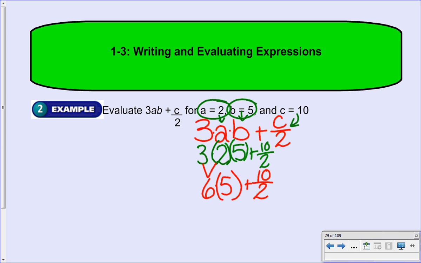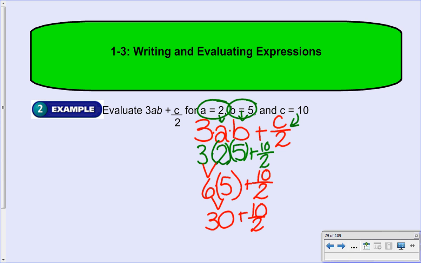All right, you solve all those parts, so the problem gets a little bit smaller and easier to work with. Now we have 6 times 5 plus 10 divided by 2. Again, we still have to multiply or divide, but multiplying comes first, so we do that. 6 times 5 is 30. So now I have 30 plus 10 divided by 2.